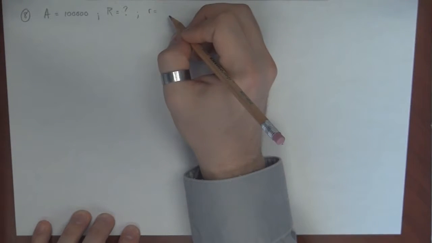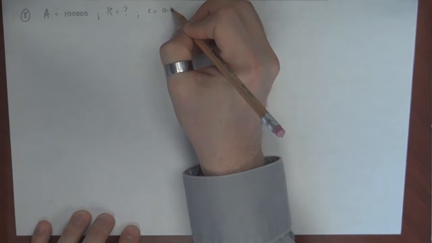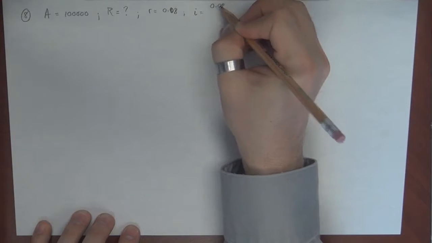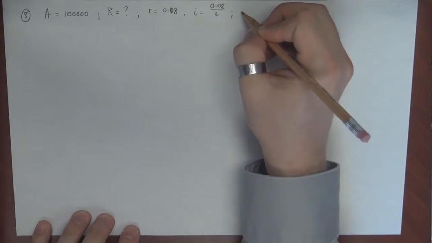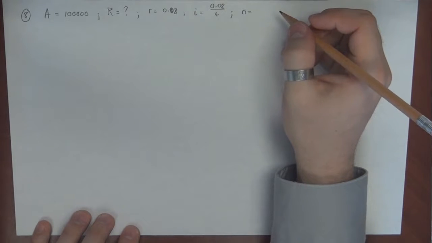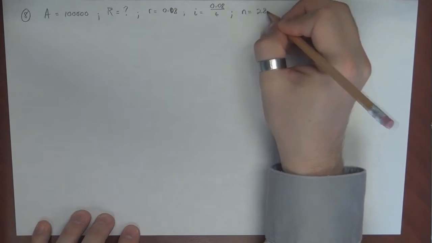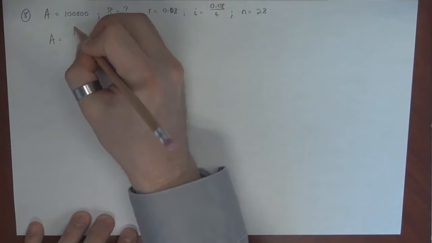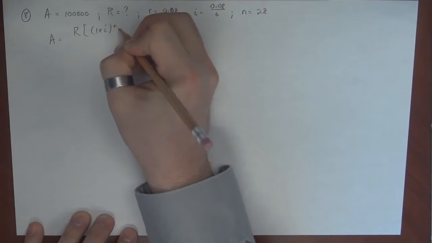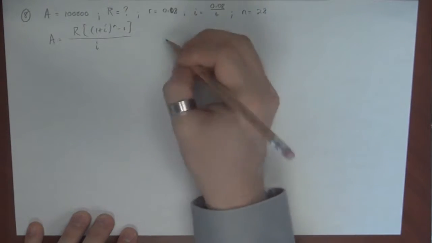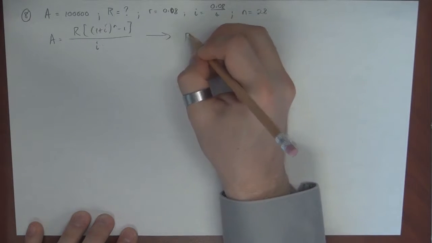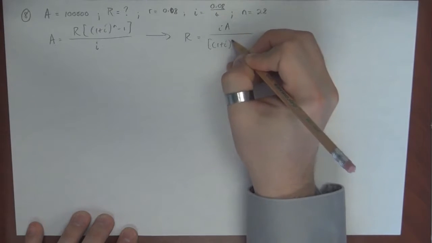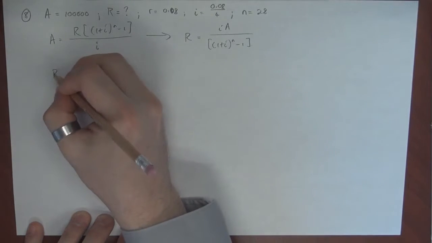My interest rate is 8%, 0.08. I'm doing this quarterly, so I have to adjust that to a quarterly interest rate. How many periods do I have? 7 times 4 is 28. So I know my basic formula as this. I can adjust that to solve for the payment, just like we have done in class. And so I can put it in.